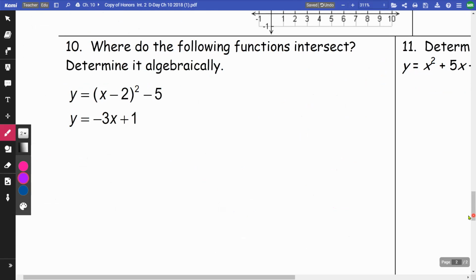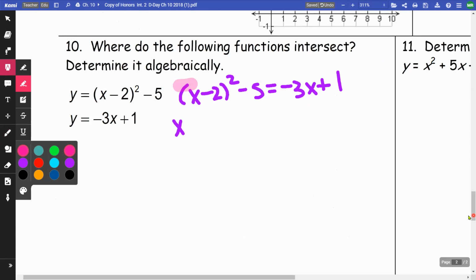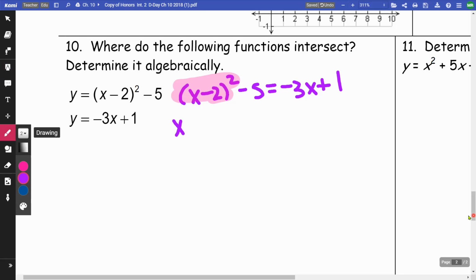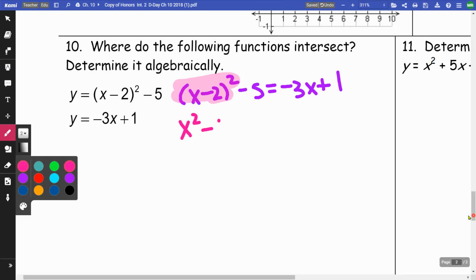Now I'm going to do this same thing here in terms of this is a system, but this is not going to be elimination. This is going to be equal values. So I'm going to take x minus 2 squared minus 5 is equal to negative 3x plus 1. X minus 2 squared, that is going to be the following. So that is x squared minus 4x plus 4. That's what that is. And then I still have my minus 5 equals negative 3x plus 1.